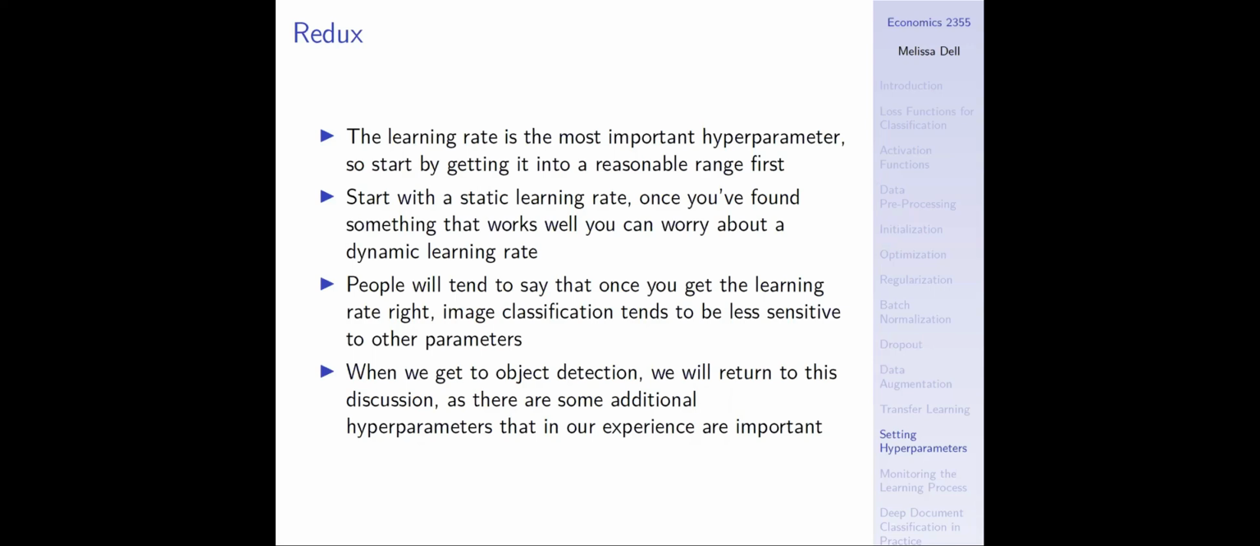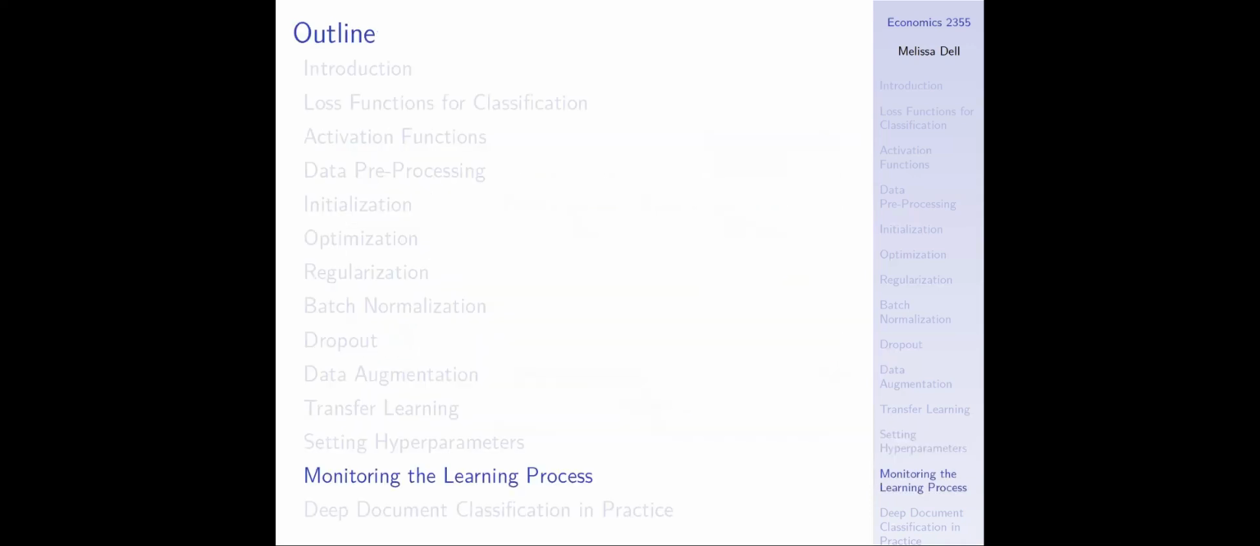Some people say that once you get the learning rate right, image classification tends to be less sensitive to other parameters. I think that's not necessarily so true for object detection, where there are more things to worry about, but we'll get there. Okay, are there any questions about hyperparameters?